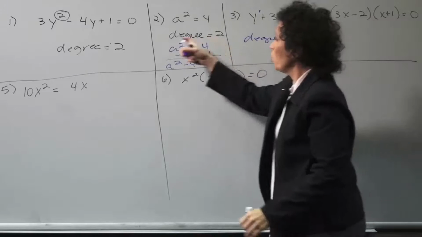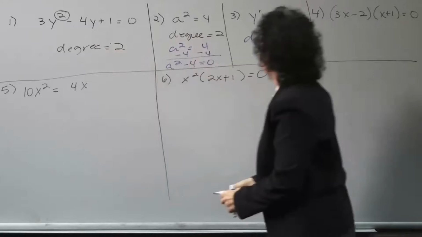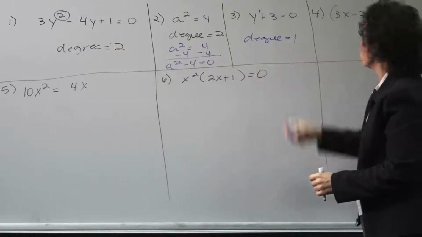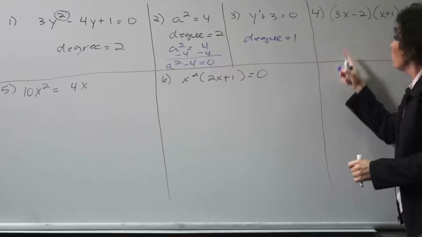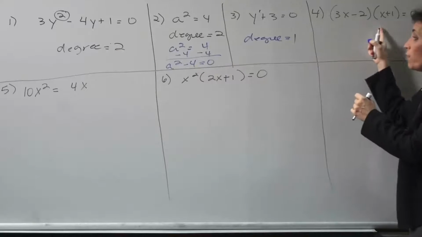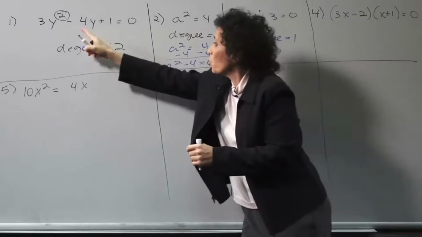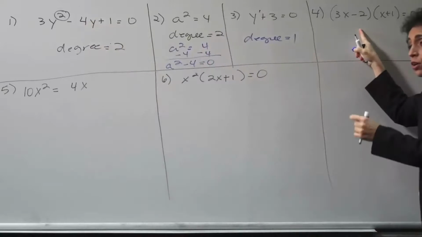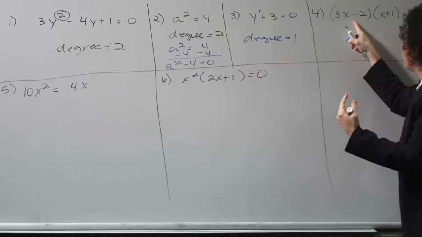So I know that these two will have 2 answers, or solutions, and this will have 1 solution. Take a look at this one. This one is written differently. This one is written in factors, when these were all written as terms here. You have to be careful. If you remember when we did degree, it had to be simplified.